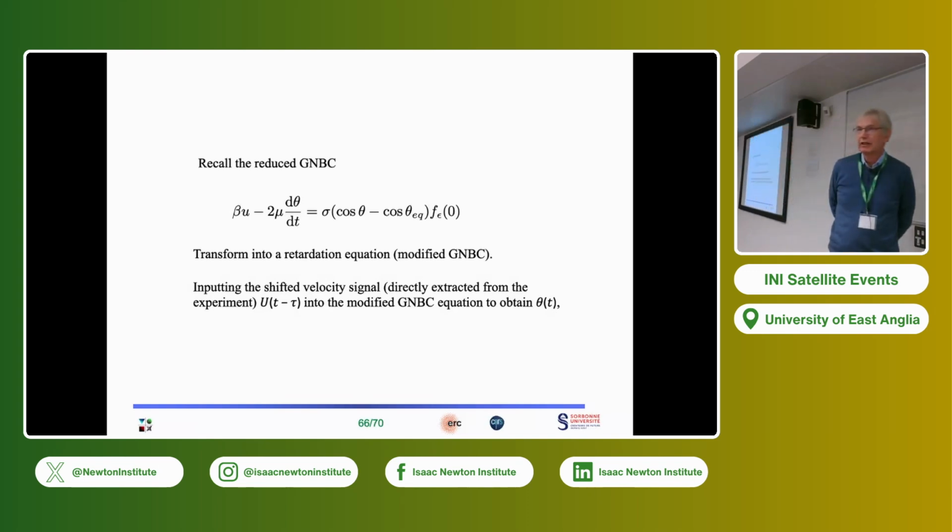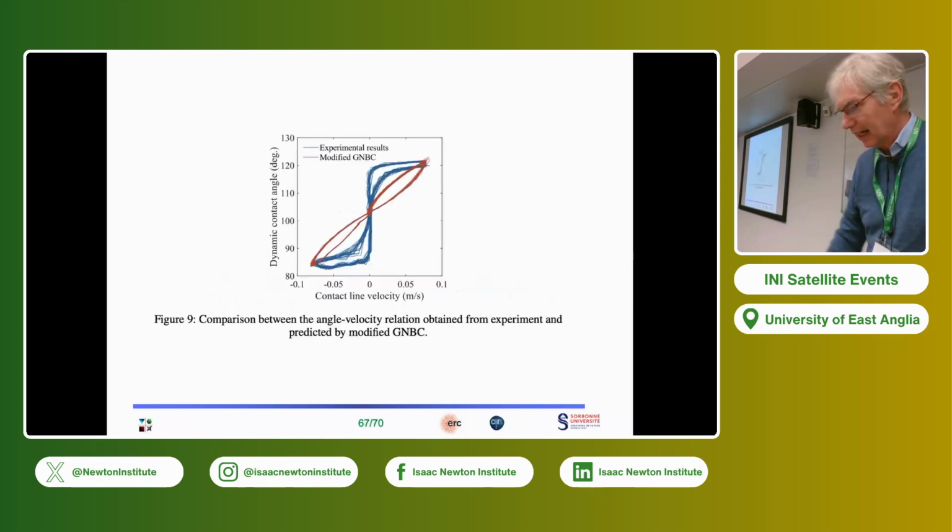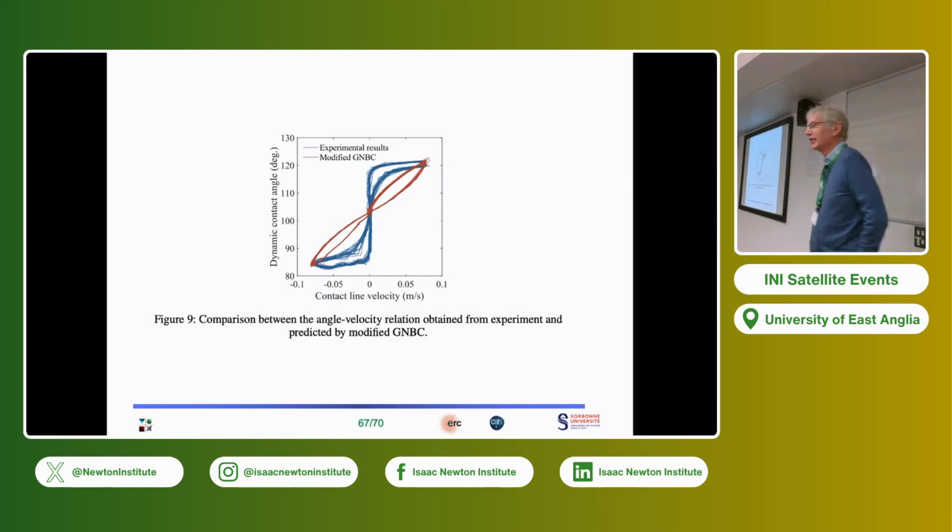Here is the GNBC with the rotation speed, and if you expand this, it can be transformed into a retardation equation. So if we suppose a very simple retardation, replace u of t by u of t minus tau, and we use the experimentally observed values of u and the experimentally observed values of the angle, we have a very cheap GNBC. It's a GNBC that does not require computation, and it gives you this result. So it's good because it explains hysteresis, but it's very bad in terms of comparison to the experiment.